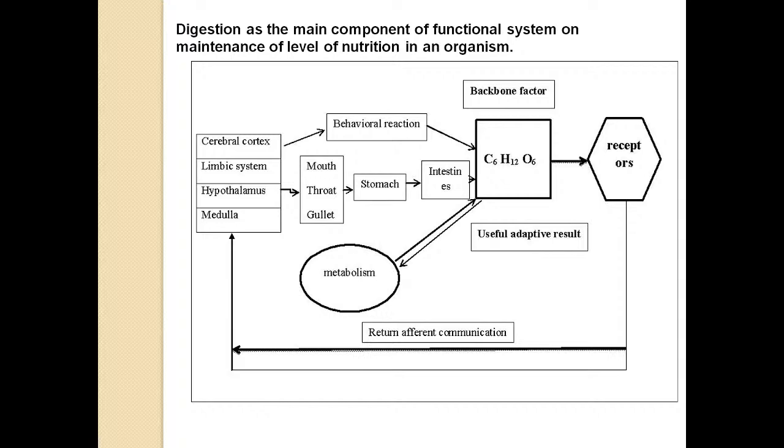So, first question. Digestion is a main component of the functional system on maintenance of the level of nutrition in an organism. Digestion is splitting. Proteins are split to amino acids, fats to glycerin and fatty acids, carbohydrates to glucose and fructose.